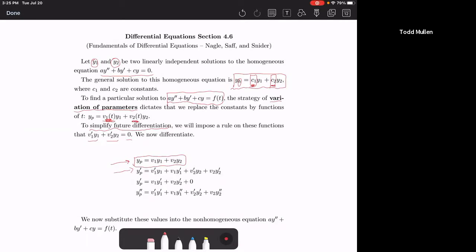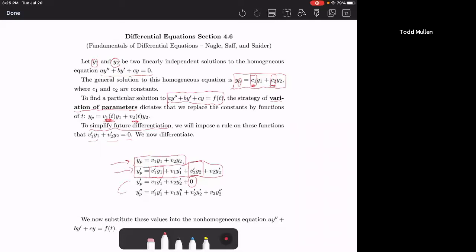Now, if we take the derivative, that's just going to be a couple of product rules, so we can see how that arises simply enough. But here's where the things that equal 0 come from. We have this v1 prime y1, that's right here. And if we add that to v2 prime y2, that's this one, we get 0. So that's simplified nicely for us. So we're just down to the derivative of yp is equal to v1 y1 prime plus v2 y2 prime.